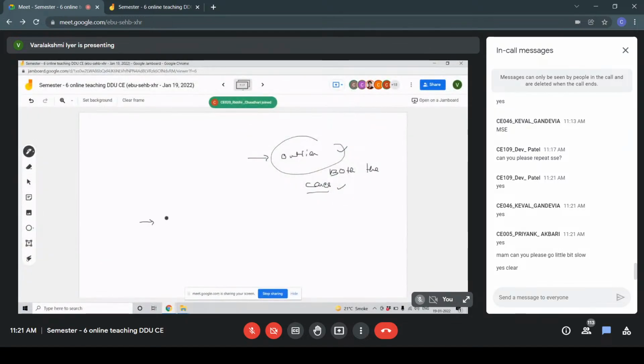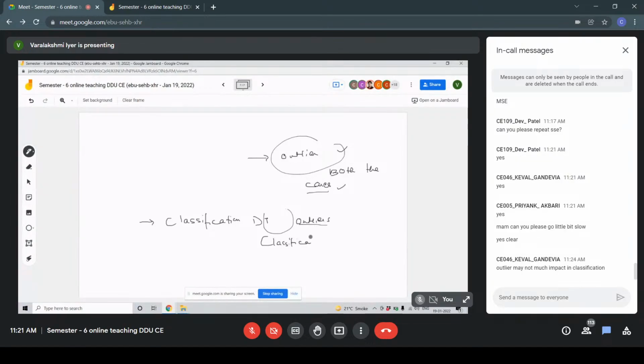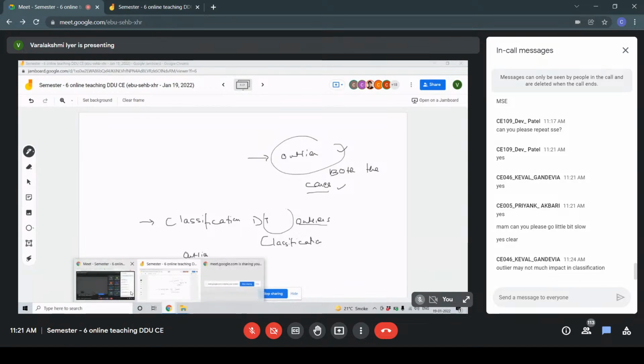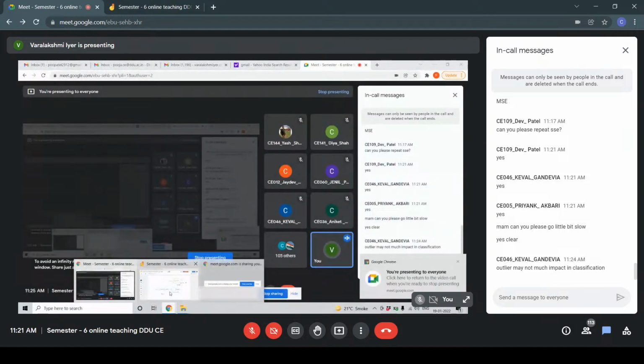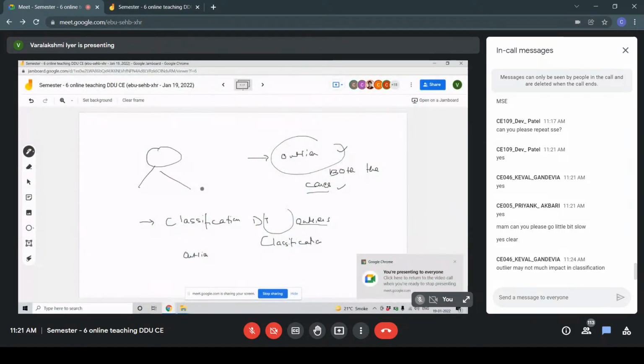Do you know this point, that if we have outliers in a classification problem, decision trees are actually mostly robust to outliers? If you see, they are very robust to outliers. So in a classification problem, there might not be much impact if there is an outlier. You know what an outlier is, right? Everybody knows what an outlier is? Yes. So an outlier may not have much impact in classification, because we can create a branch for this particular outlier.